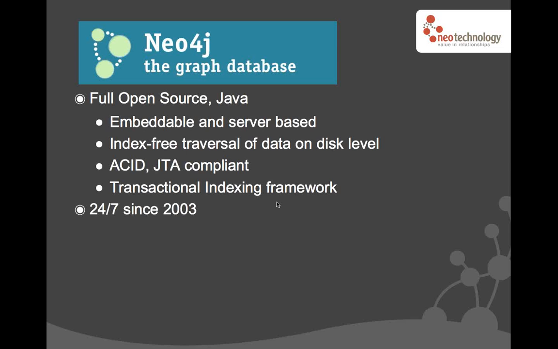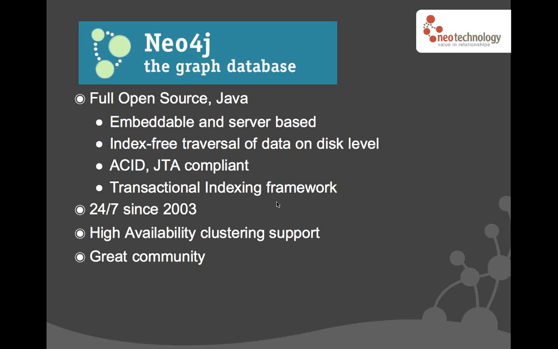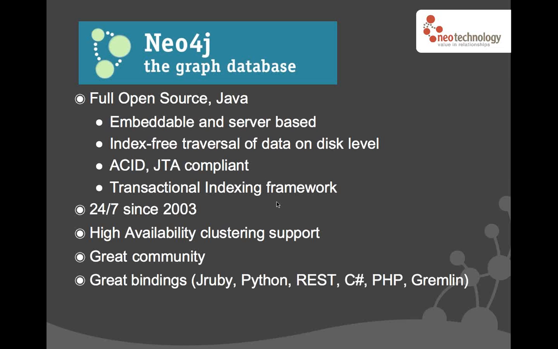Neo4j has been in production since 2003. We recently added high availability and clustering support, which now is in production at several sites. And we have a great community that meanders into a lot of other communities also. And there's a number of interesting bindings that make working with graphs a joy. They are very object-oriented bindings in JRuby. There are REST-inspired bindings, there are procedural bindings, and there are Groovy bindings and Gremlin bindings that are optimized for graph traversals. You can pick and match what you want to do.